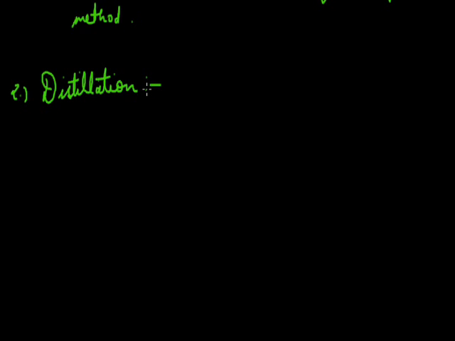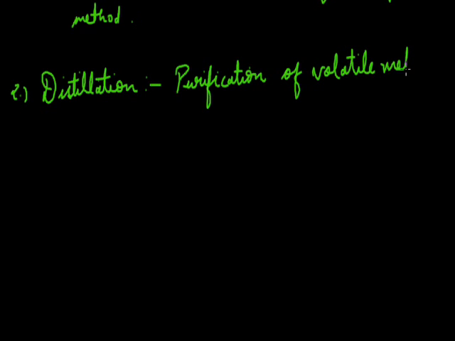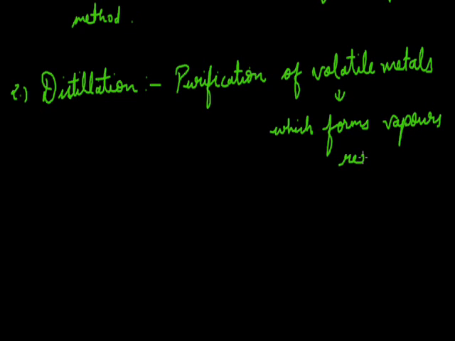This method is used for the purification of volatile metals. Volatile metals means those metals which form vapors easily. They can be obtained by this method. Examples of this type of metal are mercury and zinc, etc., those having a very low boiling point. They boil easily and form vapors.